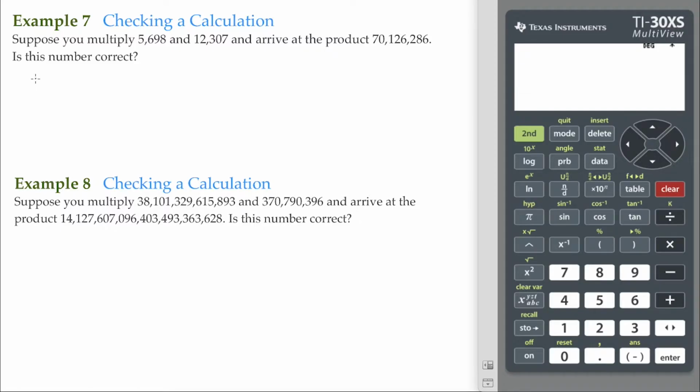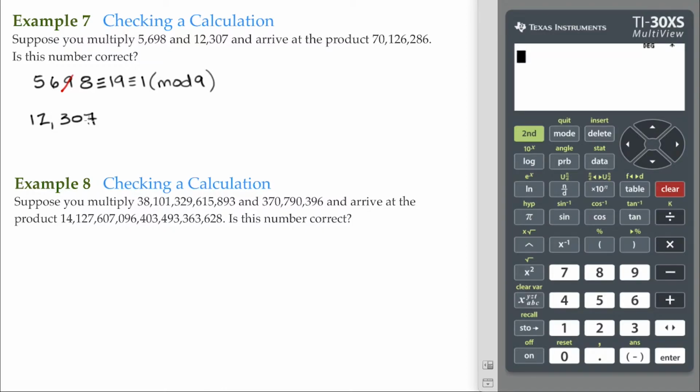So I'm going to take 5,698, and then we have 12,307. And I'm going to use casting out nines. So for the 5,698, I've got a 9 right here. And I'm left with 5 plus 6, that's 11, plus 8. That's going to be congruent to 19, which is congruent to, 9 goes into 19 twice with 1 left over. That's going to be congruent to 1 modulo 9.